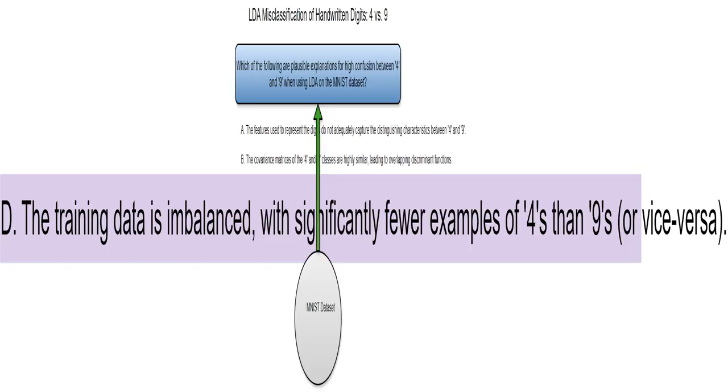This is a less likely explanation. While data imbalance can affect performance, it wouldn't specifically cause confusion between 4 and 9. It would more likely lead to overall poor performance or a bias towards the more frequent digit.